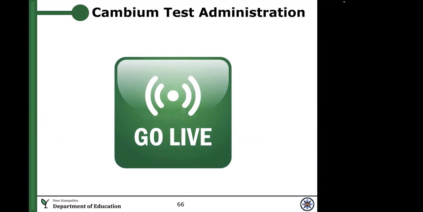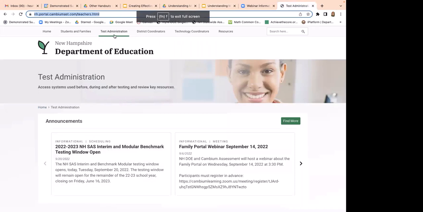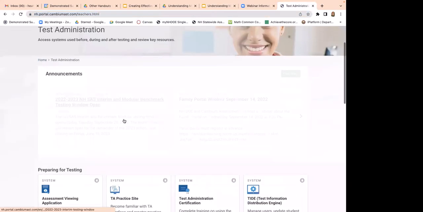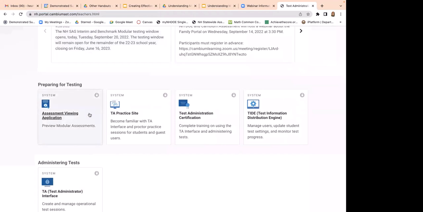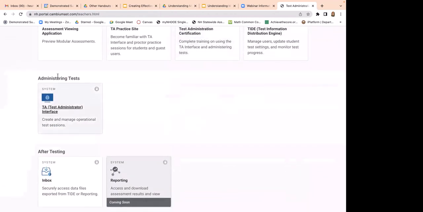So I am going to go live right into that portal here. As I'm on test administration, I'm going to scroll down. Here's the assessment viewing application. Here's that test administration certification that you need to be doing. But here's the administering tests. So I'll click right on this.